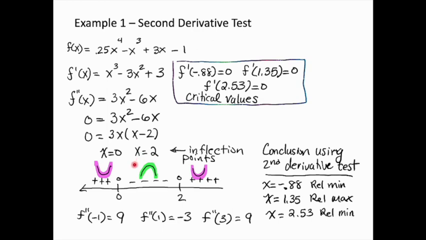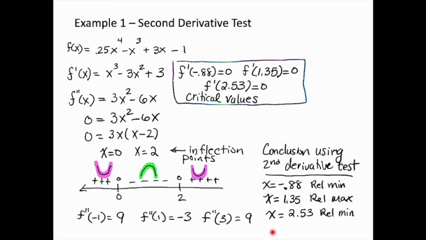Now let's use the second derivative test to figure out if our critical values from the first derivative represent a relative max or a relative min. So my first critical value that I'm going to check is x equals negative 0.88. Negative 0.88 falls on the interval on the left. So because that's on an interval where it's concave up, this value of x has to be located at the relative min because it's the bottom of a valley.